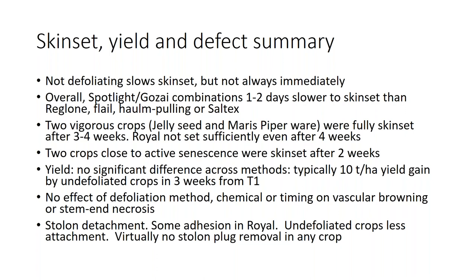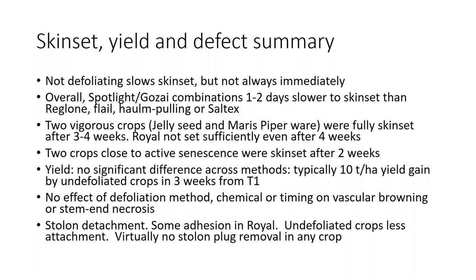In reality, with the very vigorous crops, seed that was actually harvested very early, then skin set often took nearly 4 weeks. And in terms of skin set for Royal, right at the end of the season in September, it wasn't sufficiently skin set to harvest even after 4 weeks. So there's a range there of between 2 and 4 weeks in actually setting skins. Yield, I've talked about in the previous slide, and I've talked about the effects on internal defects and vascular staining. Same with stolon detachment, there were no chemical or mechanical effects.